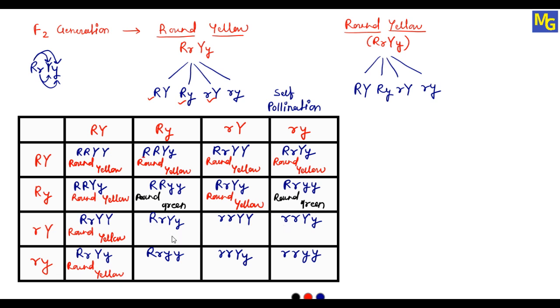Now again it is R capital, Y capital. So round, yellow. Now if we see down, it is round, but it is not yellow. It is green. Now see the next one. Next one, if you focus, let me take a different color. Now if you see small r, small r. What is small r? Capital R is round and small r means what?